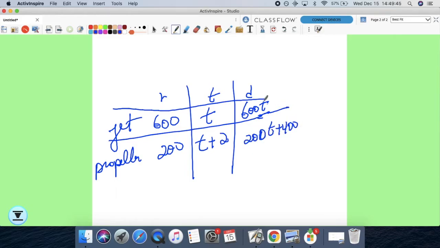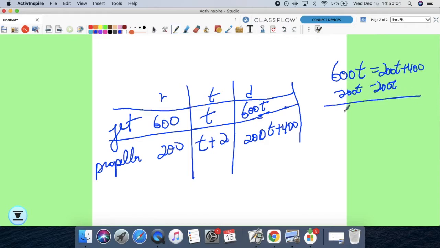We know that at the point where the jet overtakes the propeller, the distances are going to be the same. So 600t equals 200t plus 400. Minus 200t from both sides, and we get 400t equals 400. So time-wise, divide both sides by 400, and in 1 hour, the jet plane catches up. So what was the distance that the jet plane traveled?